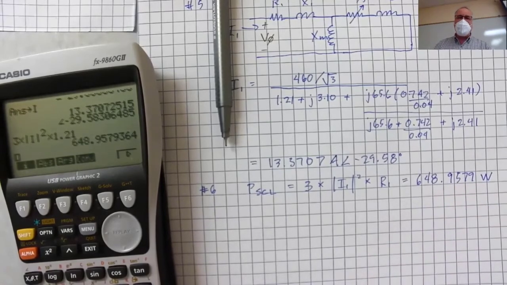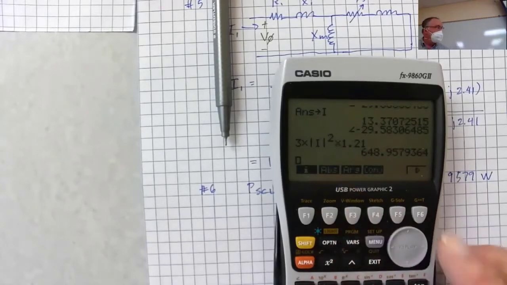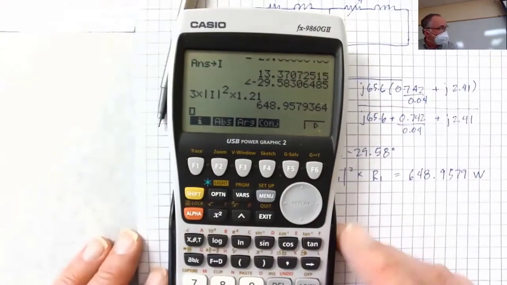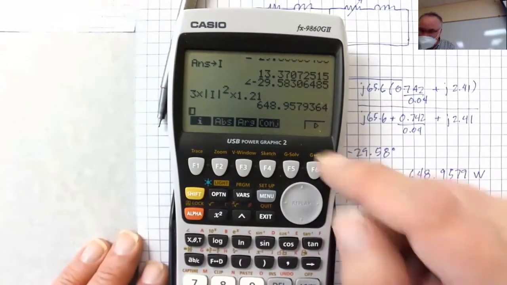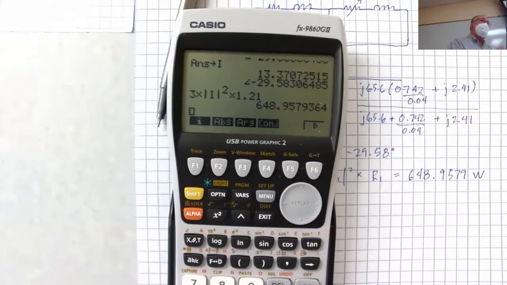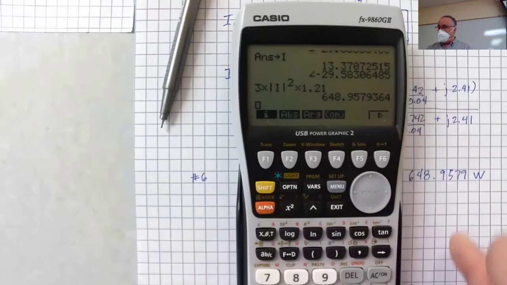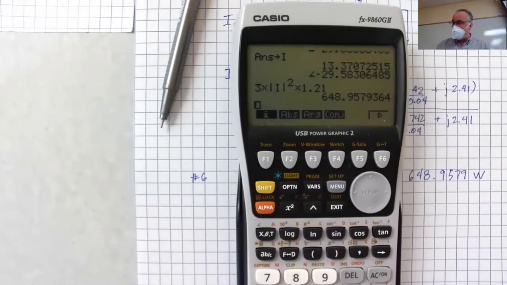Okay. Wait, can you show us how to do the absolute value on that calculator? Yeah, it's this F2 key right here, ABS. That's the same on both the TIs and the Casios. ABS is the absolute value. And if you take the absolute value of a complex number, you just get the magnitude. So the magnitude is the 13.37. But this way, I don't lose any accuracy.